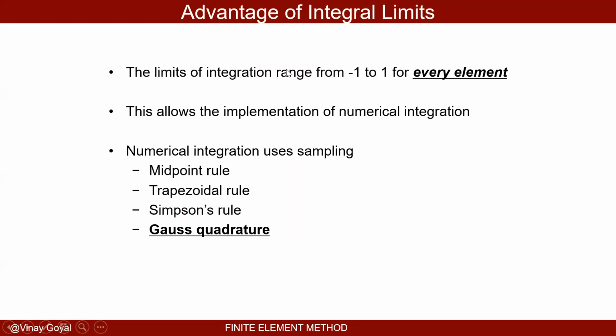So the advantage of integral limits is that we go from -1 to 1 for every element. That's great. It allows for simple numerical integration. And we'll be using the Gaussian quadrature approach, the Gauss quadrature approach for numerical integration.